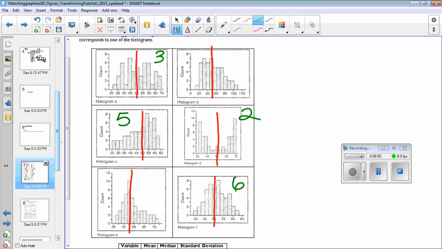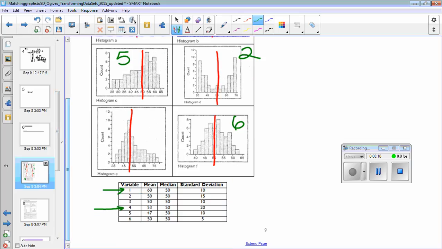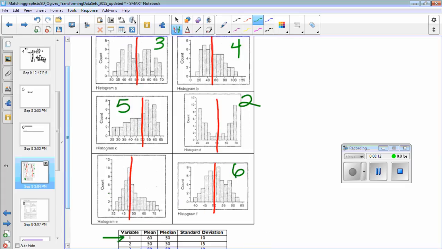I think histogram B is more spread out. It has a larger standard deviation. So I agree, Zach. I think that's histogram 4. And then, is it 4 that has a larger one? Yes. And then 1 would be this one. We had to reason through that, didn't we? We had to talk about it, make some determinations, look at shape, look at comparing the mean and the median, and then using that standard deviation.